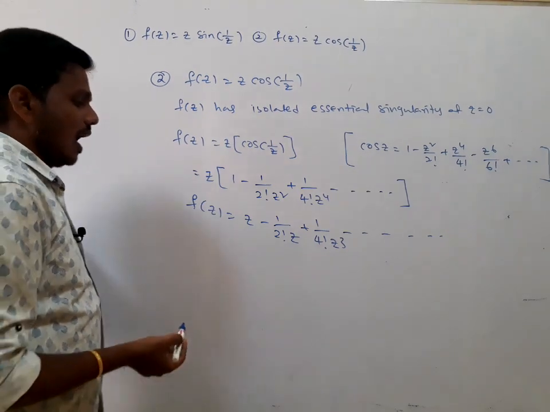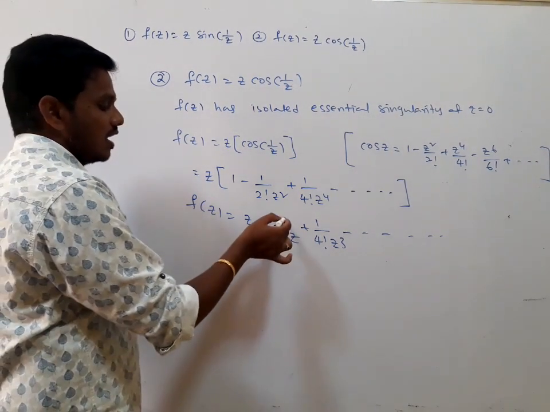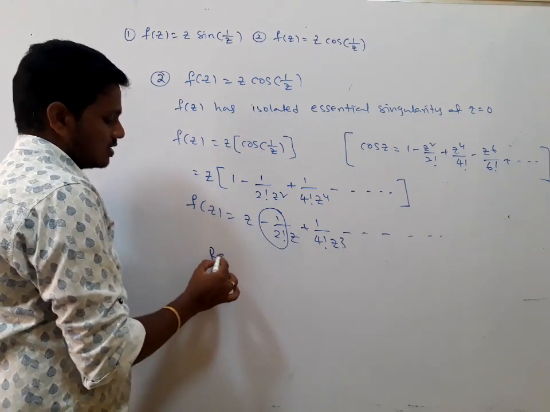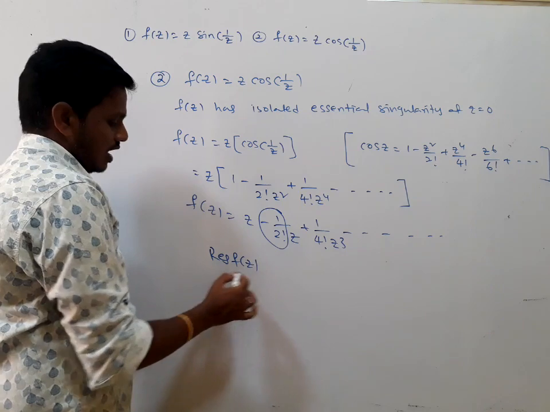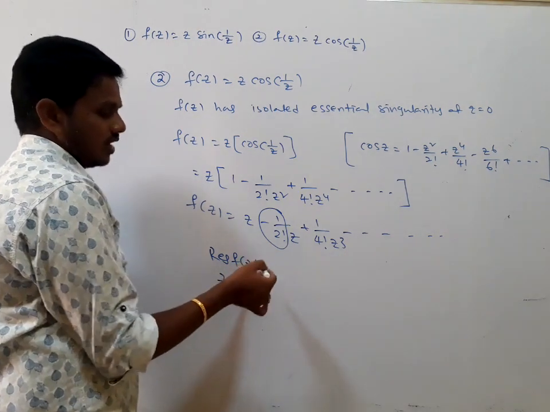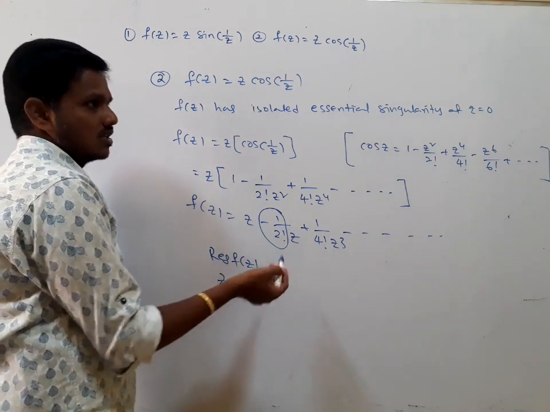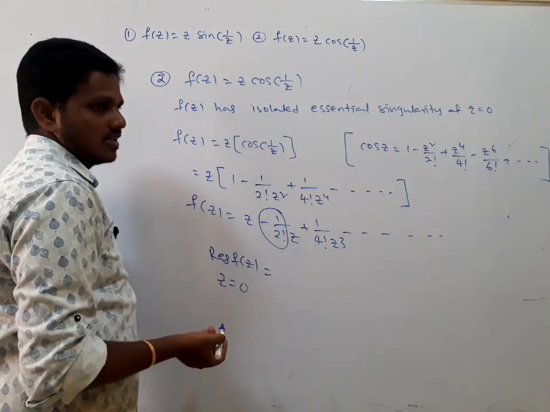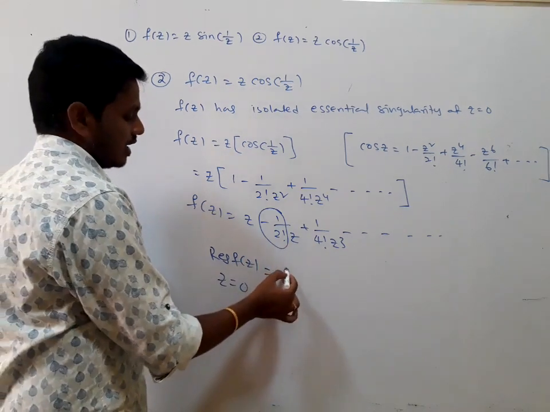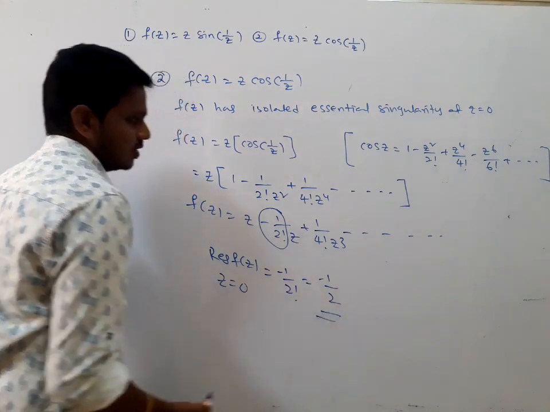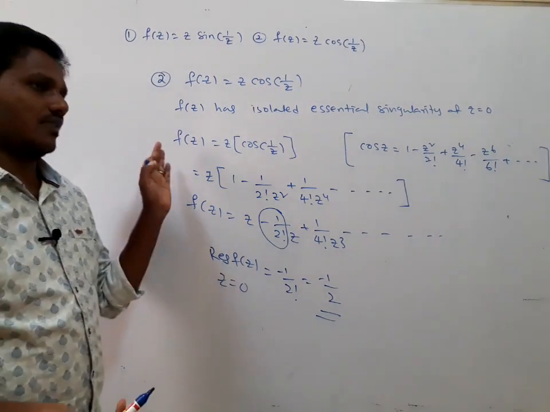In this case, I am concentrating on the coefficient of 1/z. What is the coefficient of 1/z here? The residue of f(z) at z = 0 is the coefficient of 1/z, and in general at z = z0, the coefficient of 1/(z - z0). So here the coefficient is -1/2!, which equals -1/2, is the residue. We covered this in the first case.